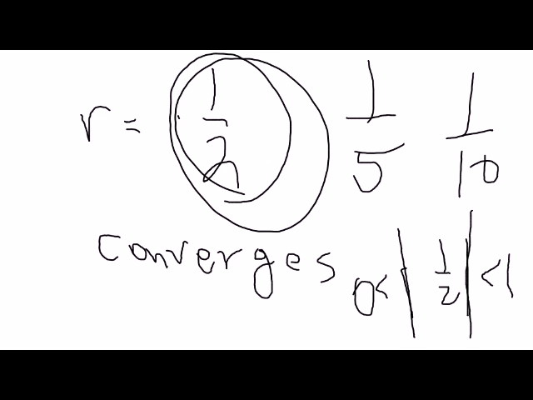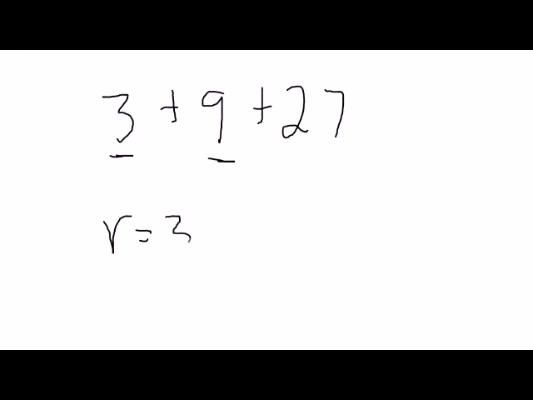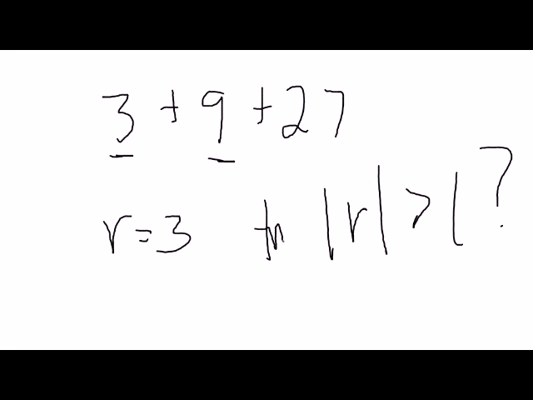Number 8, same kind of question, different numbers. With this, is it going to be convergent or divergent? Your sequence is times 3, so r is 3. So the question is, is the absolute value of r greater than 1? If so, then it's divergent, and that is true. So it is greater than 1. The absolute value is greater than 1. So it's divergent. And that's the reason why. And that's your answer.